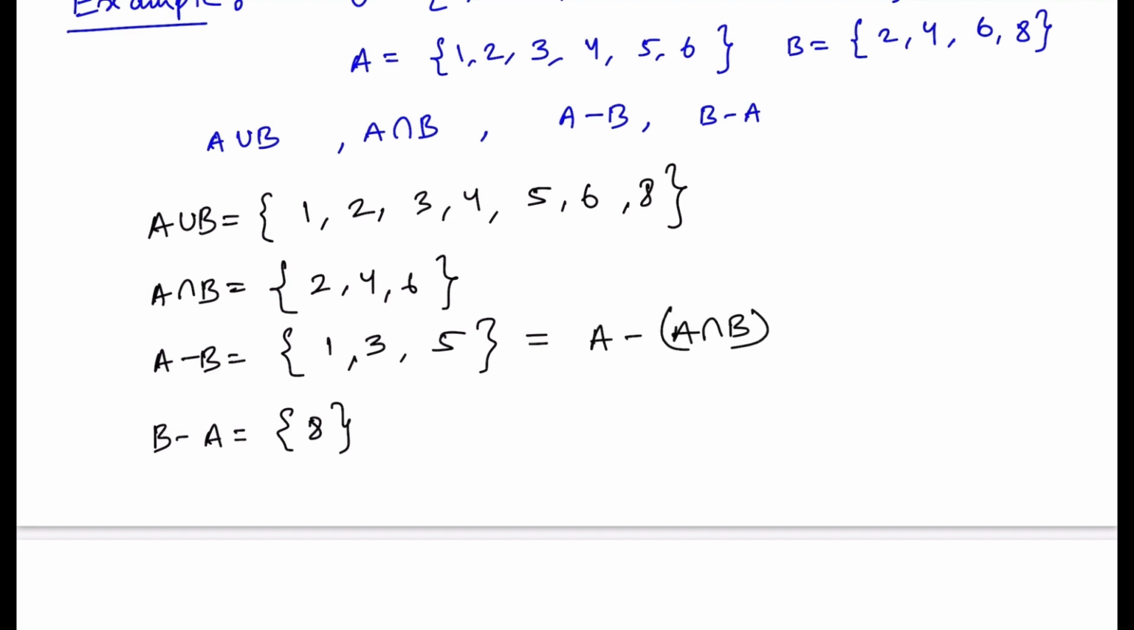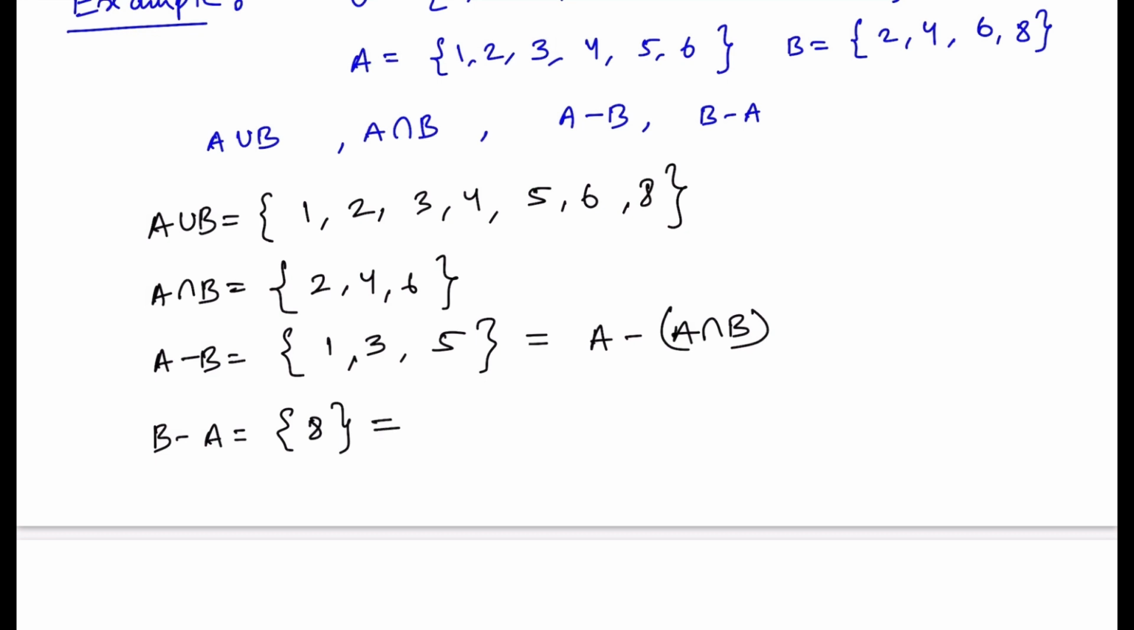You can understand it in this way also. Basically, from set A, remove the common elements between A and B, and you will get A minus B. So this is how you can understand that from set A, remove common elements of A and B, and you will get A minus B.